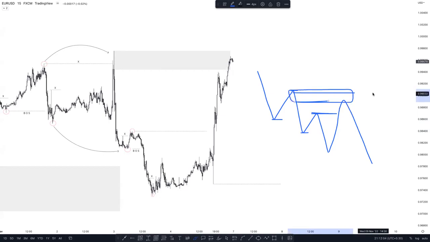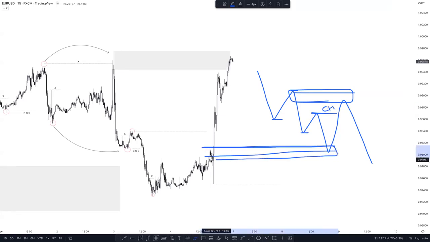Okay, so how can we identify whether this is a valid change of character or an inducement? You have to look at this one on the left side. If anything mitigates here, correct? If anything mitigates here, then this will count as a change of character, not as an inducement. Why? Because the market already tapped on the extreme one, I mean tapped on your POI zone, right? So this can be a change of character, but if it did not tap any POI, then this will count as an inducement.